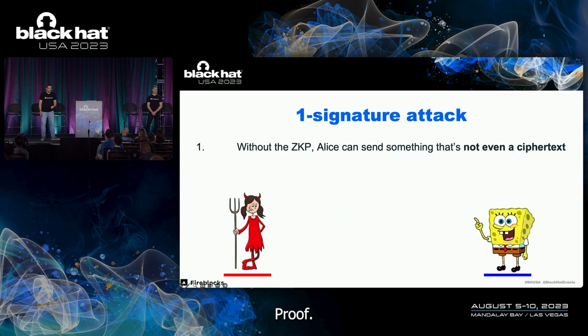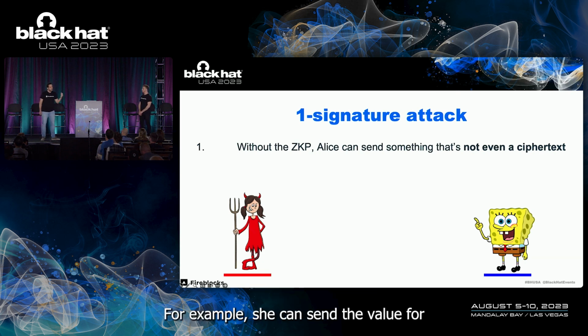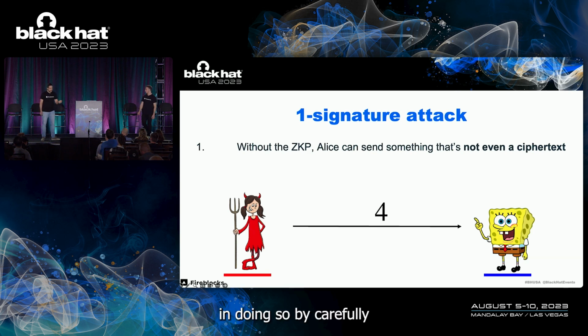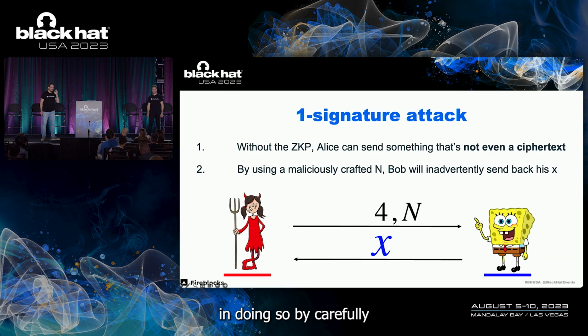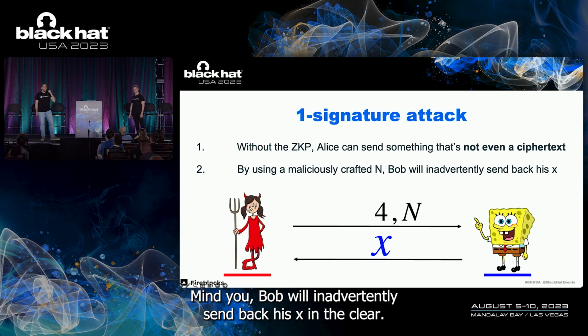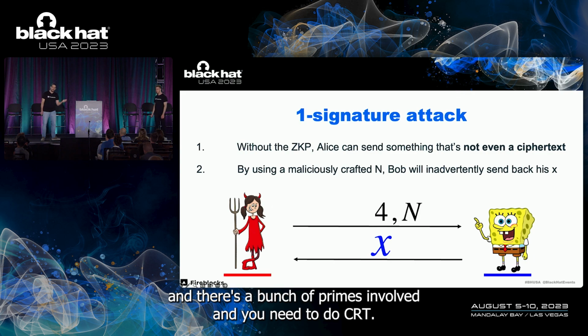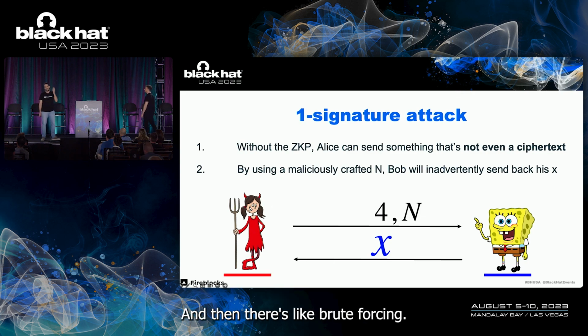Without the zero-knowledge proof, Alice can send something that's not even a ciphertext. For example, she can send the value 4. In doing so, by carefully choosing a malicious n that is not square-free, mind you, Bob will inadvertently send back his x in the clear. Actually, it's not really in the clear. You need to do some data processing, and there's a bunch of primes involved, and you need to do CRT, and then there's brute forcing. But everything happens in seconds.